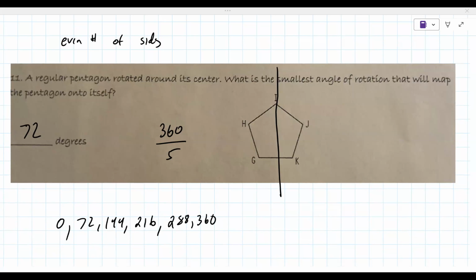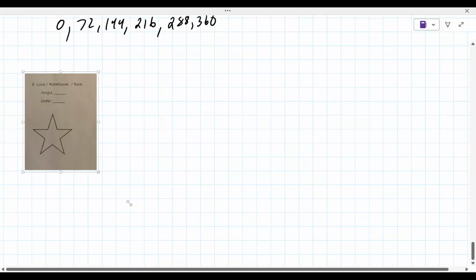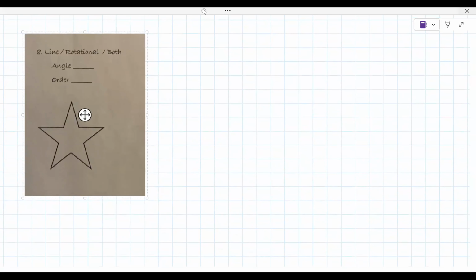Okay, so the way to do number 8, we can go back and look at that, is we need to draw in the sides here. And you can see that it's a pentagon. So that's the 360 divided by 5 gives you the angle 112, and then the order is 5. I think we're unsure how to proceed with that.